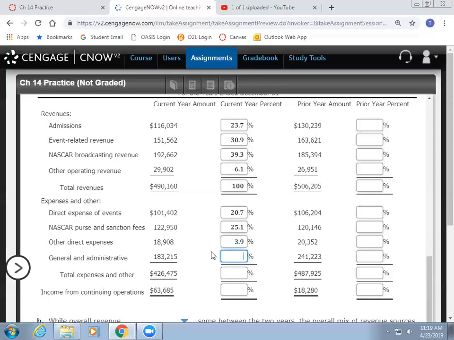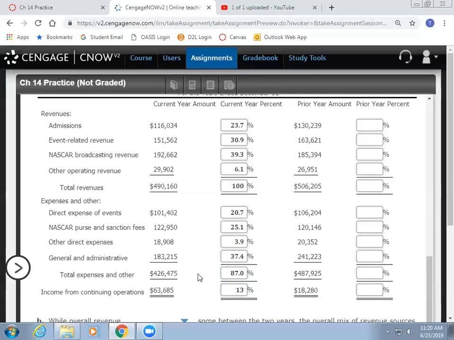Which one are you doing? On the very bottom one? Total revenues. Every time, just total revenues, even in the expenses section, all the way to the bottom. It'll always be total revenues. Good question. General and administrative, 37.4. Total expenses, 87.0, so 87. And income from continuing operations, 13%.